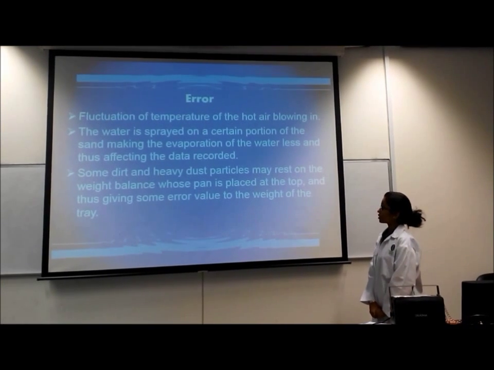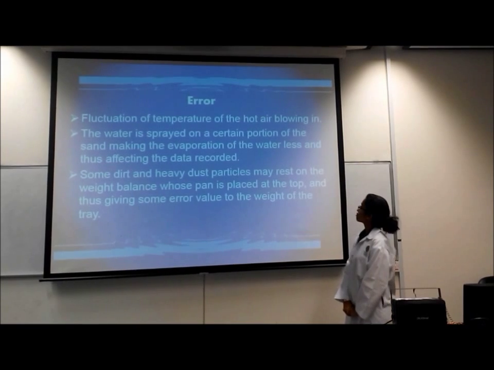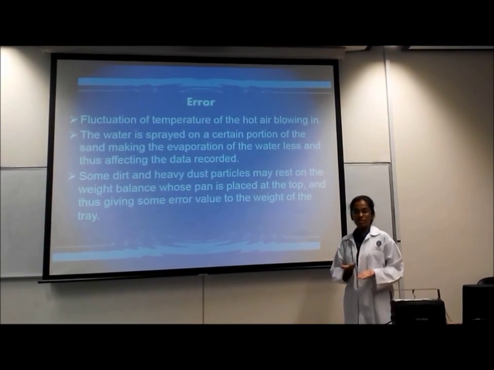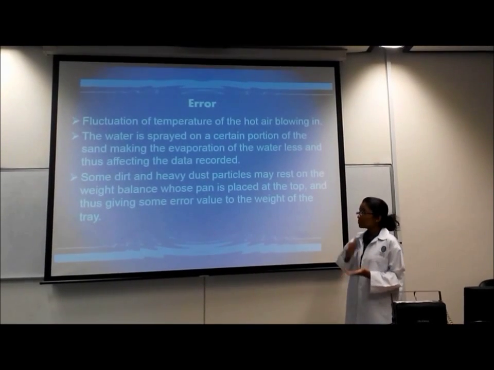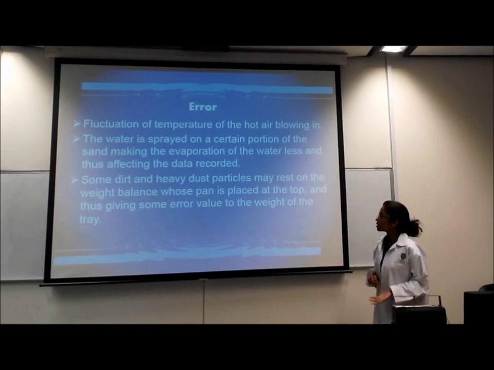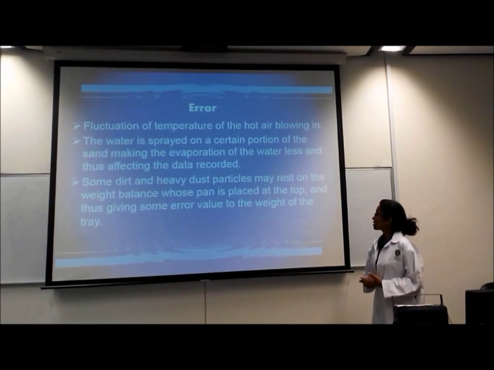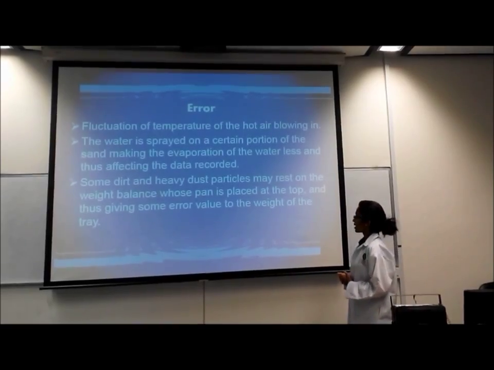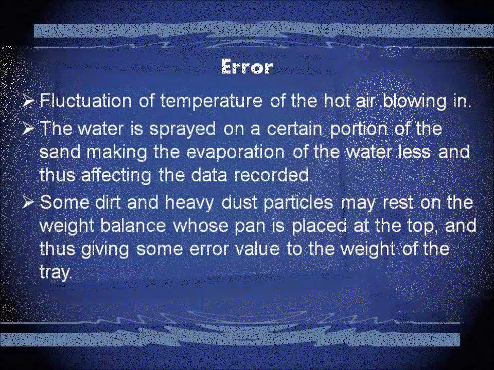So next, the water sprayed on only certain portions of the sand will make the evaporation of the water less and thus affect the data recorded. Which simply means that on the tray where the sand is, the water should be evenly sprayed all over, not just on certain portions alone. So moving on, some dirt and heavy dust particles may rest on the weight balance whose span is placed at the top, and thus give some error value to the weight of the tray.